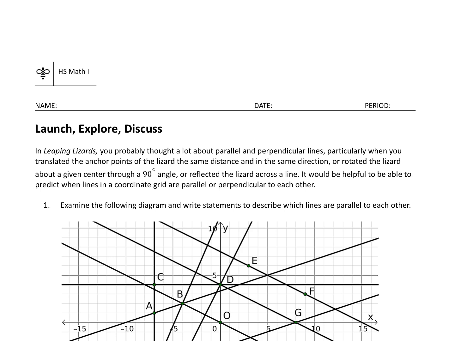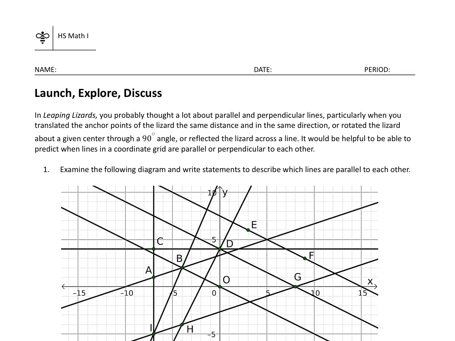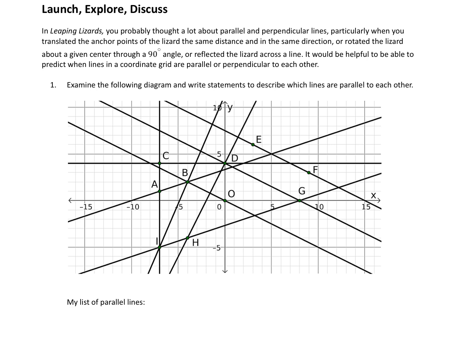So in our last lesson, we talked about parallel and we also talked about perpendicular. So our first task that we're going to do is look at this big graph, and we're going to try to identify any lines that we think are parallel to each other. Now initially this is just going to be kind of our gut reaction. So I think that this one and this one and this one are parallel.